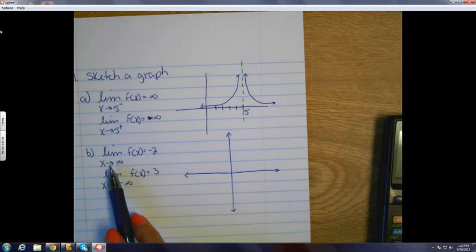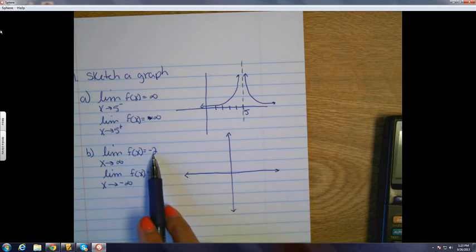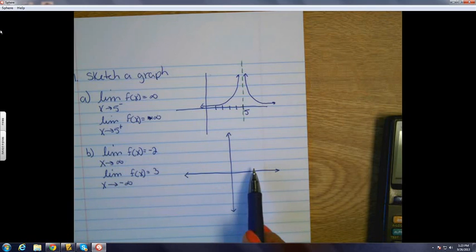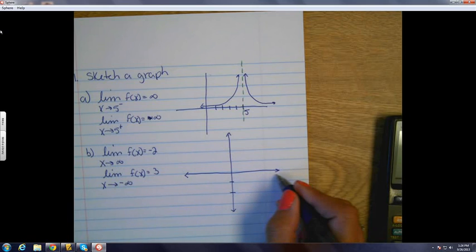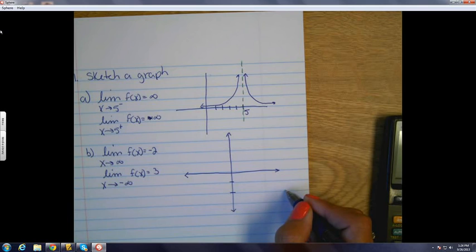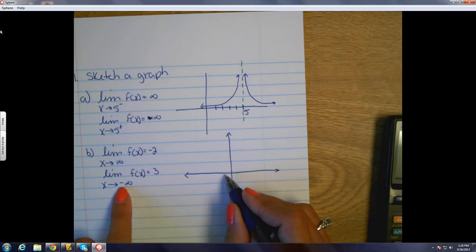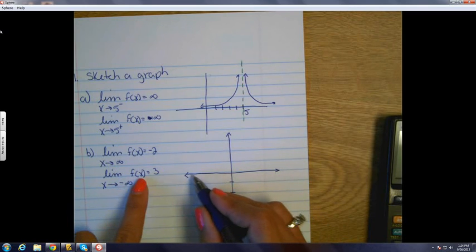So this says as x goes out to infinity, I want the limit to be negative 2. So if I think about it, negative 2 is down here. As I go out this way, I want to be approaching this negative 2. And as I go out to the left, I want to be up at 3.